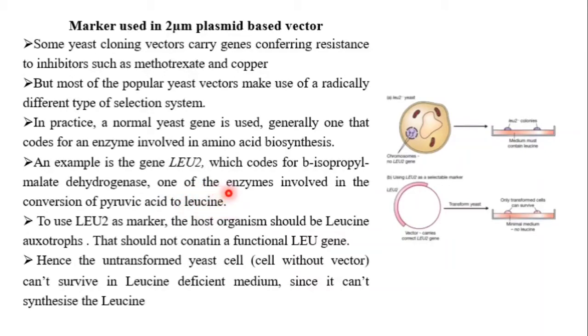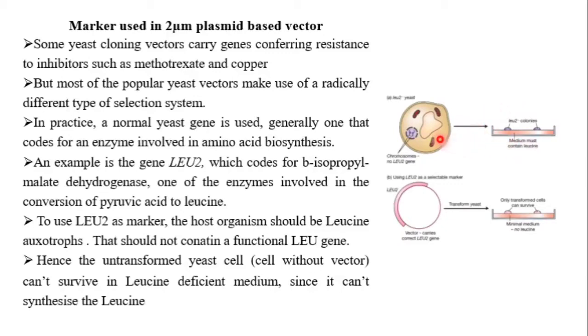When we are using the LEU2 gene as a marker, the host yeast cell should be a leucine auxotroph. That means it should not contain a functional LEU gene. Here you can see a yeast leucine auxotroph. In this chromosome, the LEU2 gene is not present. That's why this leucine auxotroph yeast needs a leucine supplement in the medium. That means it cannot survive in medium that does not contain leucine.